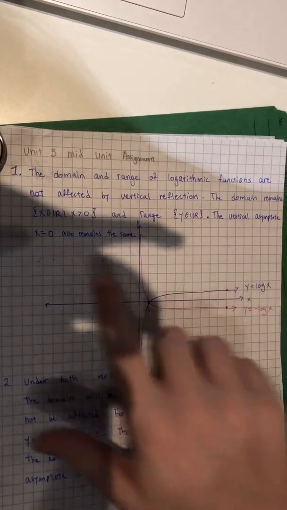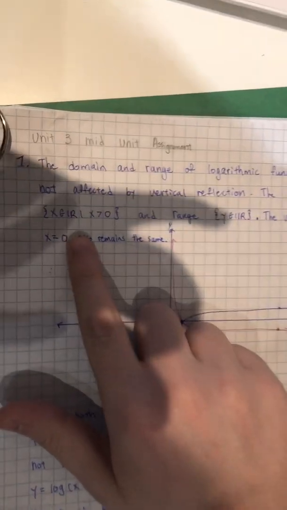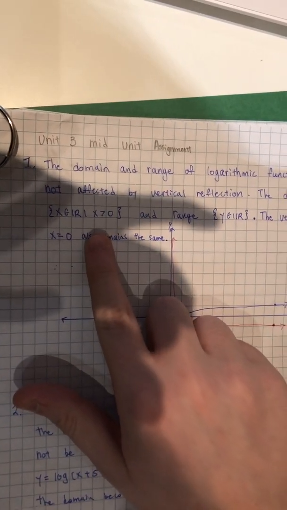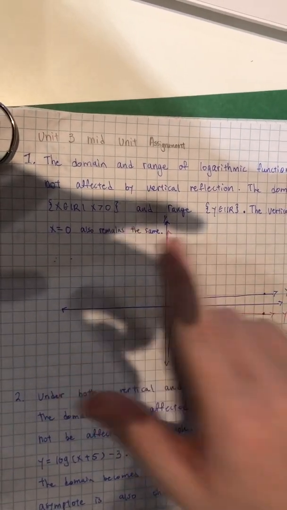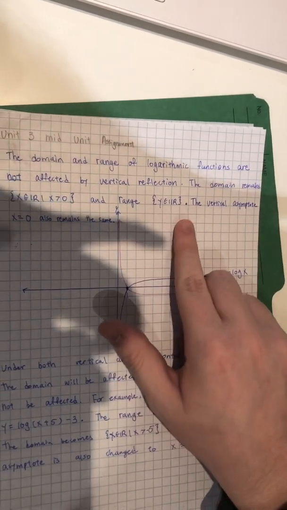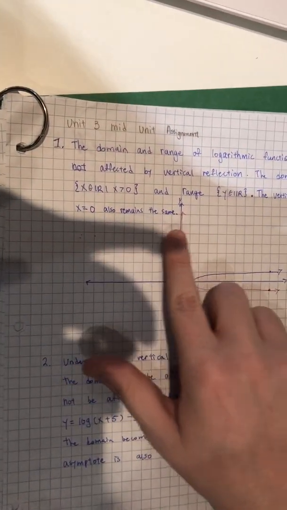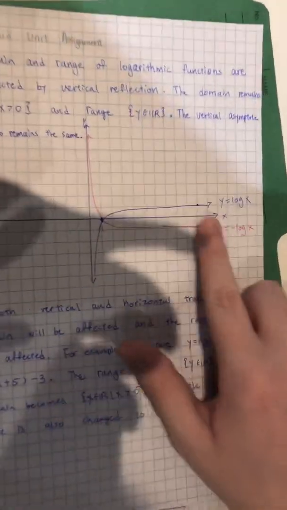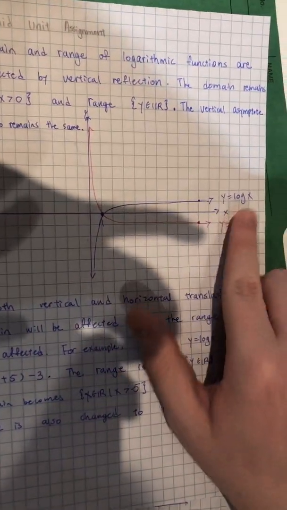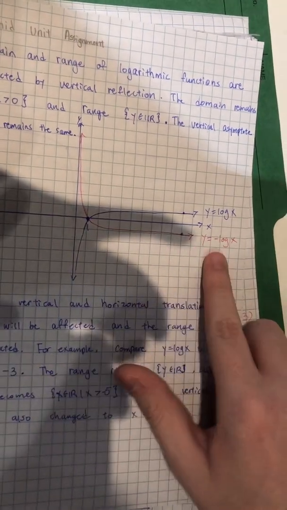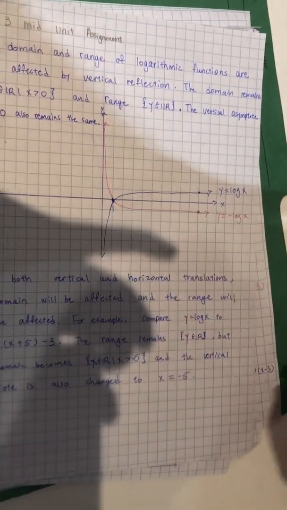The domain remains x belongs to the set of real numbers such that x is greater than 0. The range, y belongs to the set of real numbers. The vertical asymptote, x equals 0, also remains the same. And as you can see here, y equals log x and y equals negative log x on the graph.